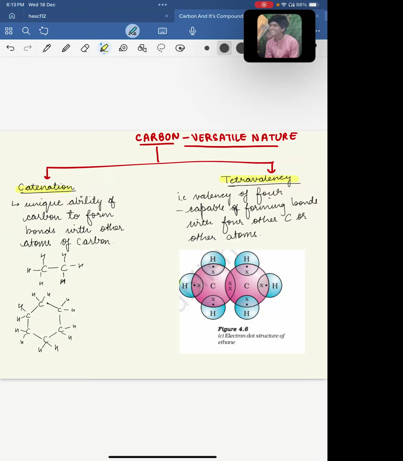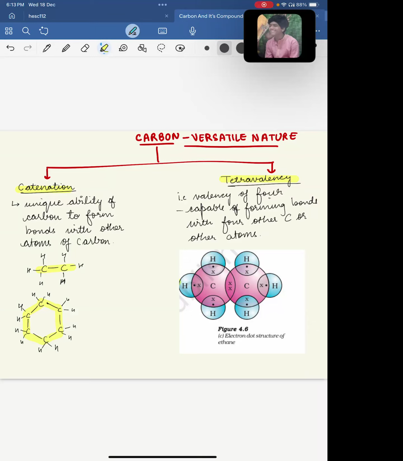It is the ability of carbon to form bonds with other atoms of carbon. We see carbon-carbon bonds in rings also. Is there any other element that can also form a bond with itself, like carbon? Silicon. Yes, silicon.